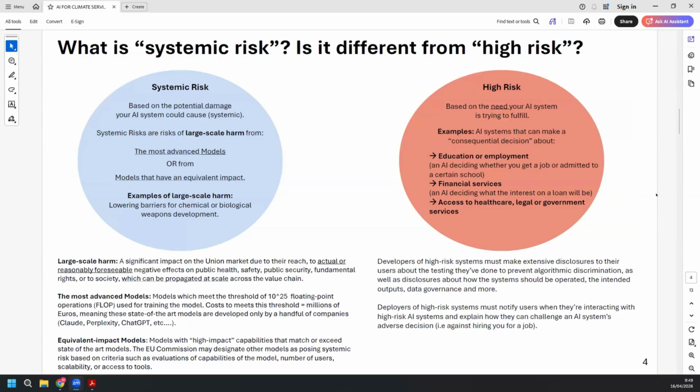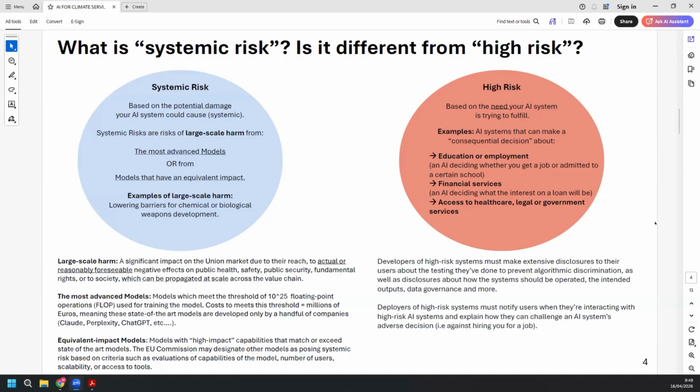Okay, so throughout the act, you will see these two words: systemic risk and high risk. So I just wanted to take a minute to explain how they are different from one another and what they actually mean. Systemic risk is based on the potential damage that the AI system or model could cause. And these risks have to be of large scale form. This means that they can be propagated quickly across society and they have a large impact on public health, safety, public security, or fundamental rights. And that this damage is reasonably foreseeable. It means it's not hypothetical, it can actually happen.